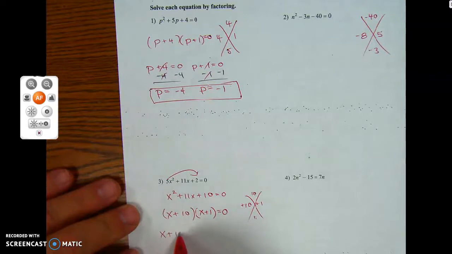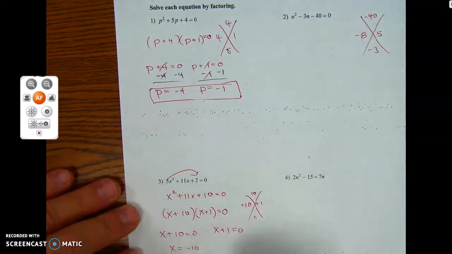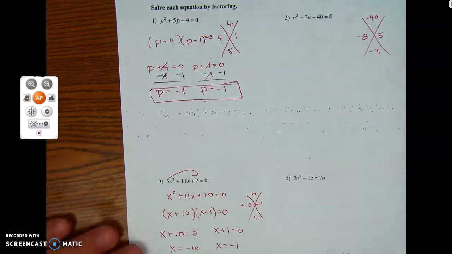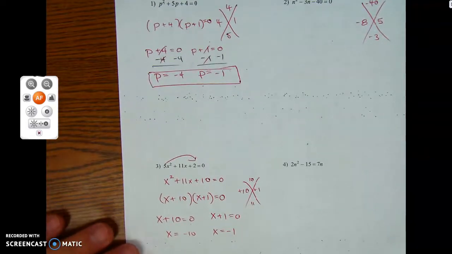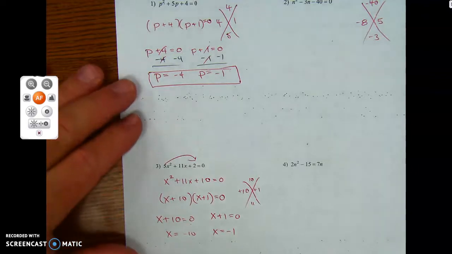X plus 10 equals 0. X plus 1 equals 0. X equals -10 because you subtract 10 from both sides. X equals -1 because you subtract 1 from both sides. There you go. All right, guys.